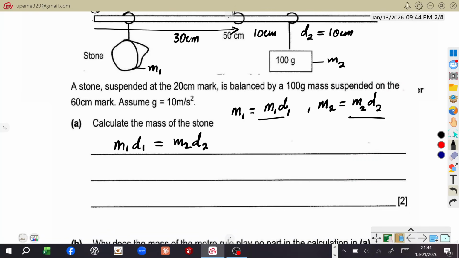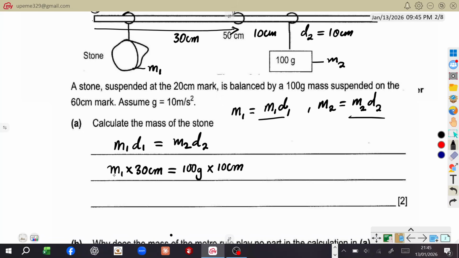So now we will substitute. M1 is unknown, times D1 which is 30 centimeters, equals, don't worry about units, M2 which is 100 grams, times D2 which is 10 centimeters.